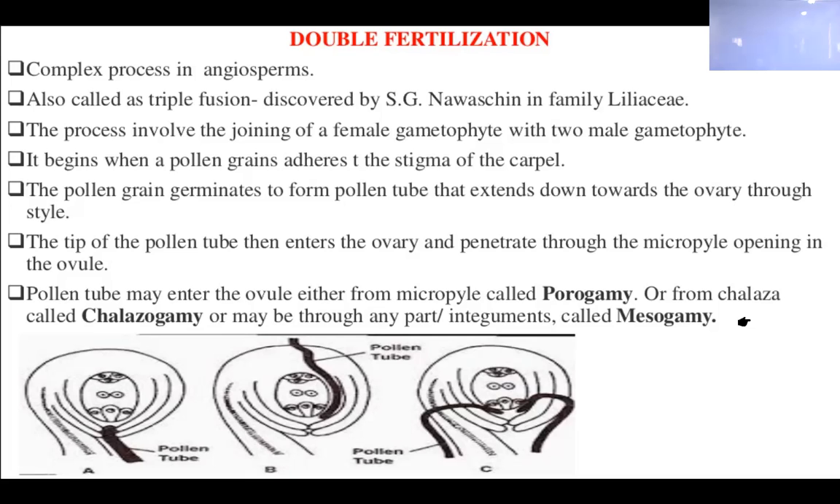Now this zygote. Now here the procedure. If you talk about double fertilization, then there is a fusion of the second male gamete with the, what is it? Could you please tell me? Syngamy we call it, which is a triple fusion basically. Any idea?